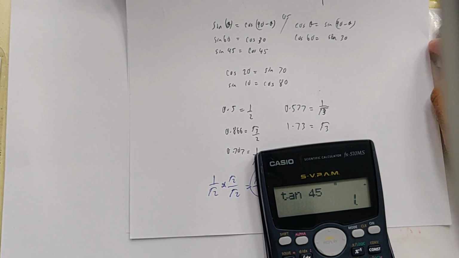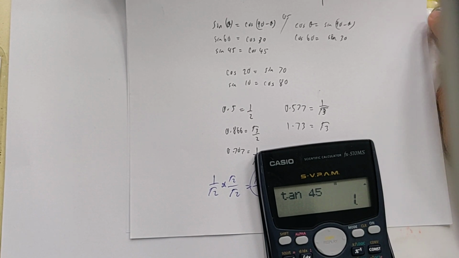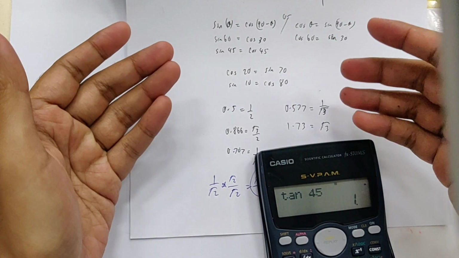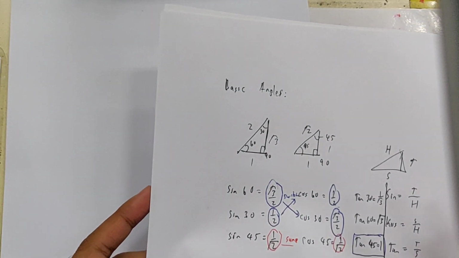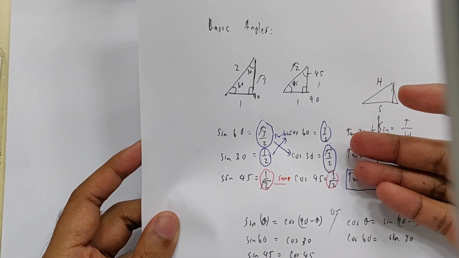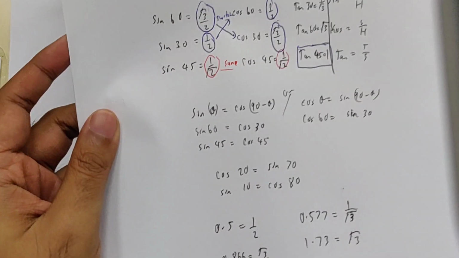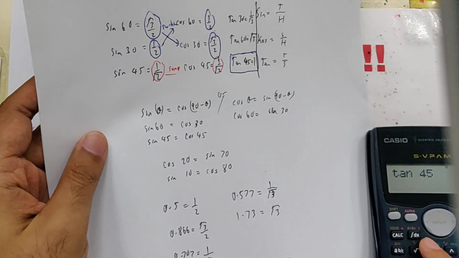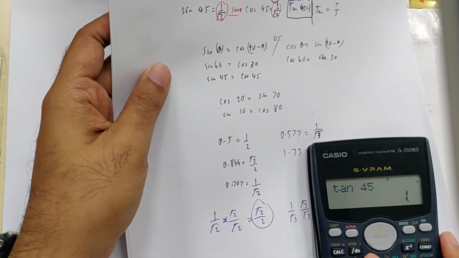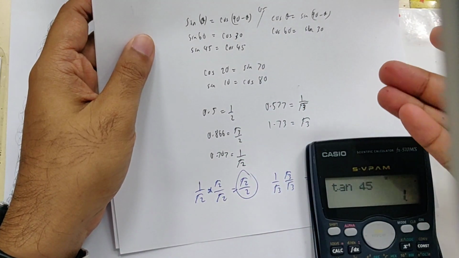So in exams, I'm just telling you from my experience. I don't memorize the graph. I don't memorize the triangle. I don't memorize this thing, the table. Whenever I encounter, I always press my calculator. I'm a black calculator user. I'm the team Wakanda. So I memorize the number.